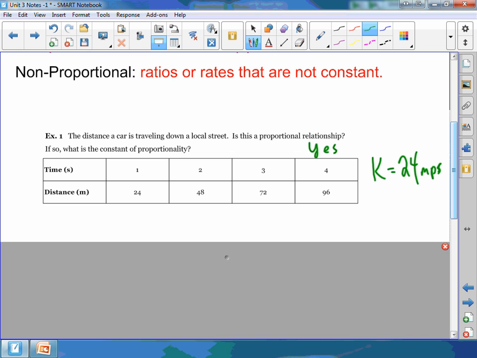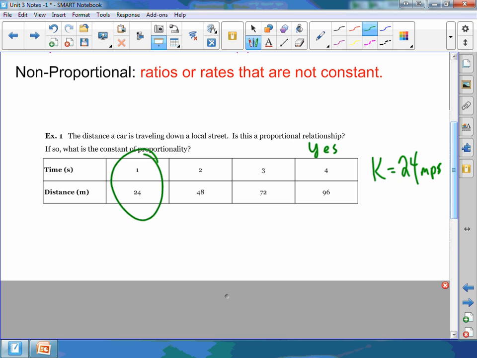Well, the easiest way to find the unit rate is if they've given you the value for 1 right away. This doesn't always happen. But we're saying, okay, 1 second has passed, the car's gone 24 meters. There's your unit rate. Or if you didn't believe that, you kept going, you're like, well, I'm going to look at these other values, 48 divided by 2, 72 divided by 3. All the way through, it's going to be 24. All right, take a look at the next one.